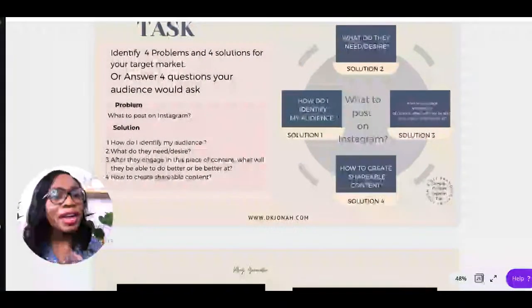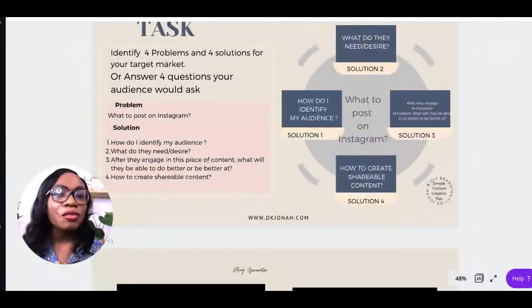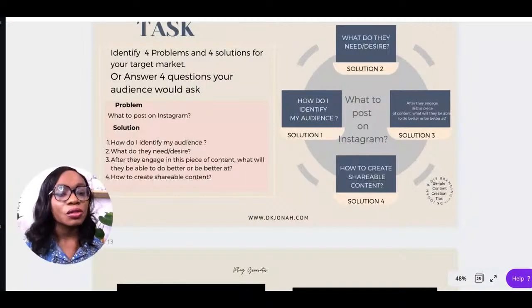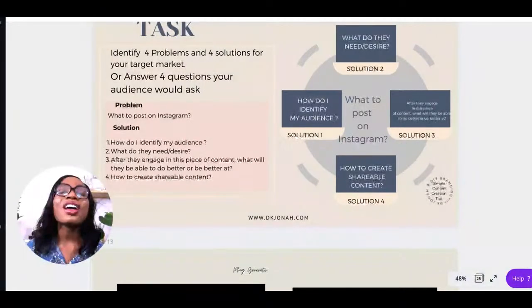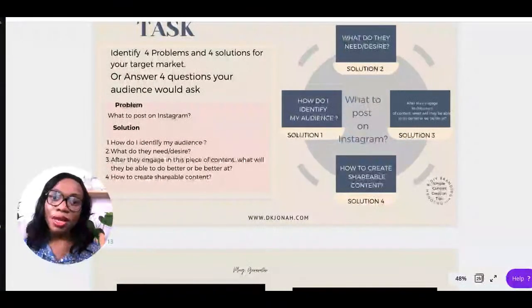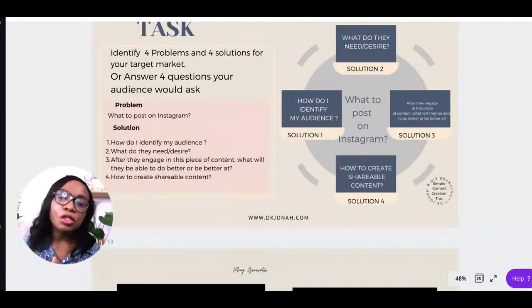So I said, identify four problems and four solutions for your target market. If you can't think about problems, answer four questions your target audience would ask. So what you're going to do is you identify four problems and then four solutions for each problem.